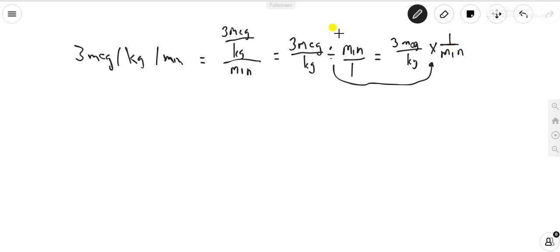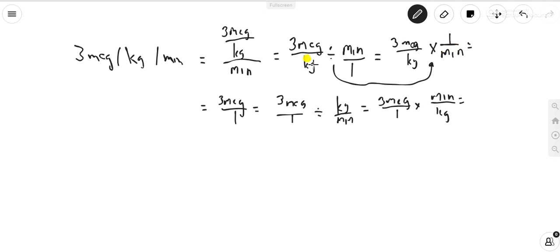In this case, we had a 1, and so now we can write minutes here. Now we could have done this another way. We could have divided the 3 micrograms by kilogram minutes. And as you can see, we take the division, change it to multiplication, and we flip, we write the top on the bottom and the bottom on the top, and we end up with 3 micrograms over 1 times kilograms minutes.